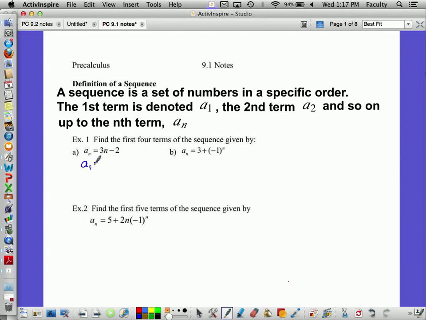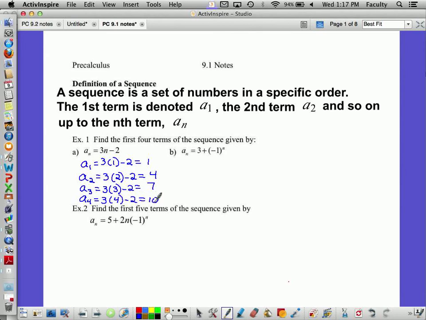So a sub 1 is going to be 3 times 1 minus 2. So that's 1. If I want to find the second term, that means n is 2. 6 minus 2 is 4. The third term would be 3 times 3 minus 2. That's 7. A sub 4 would be 3 times 4 minus 2.